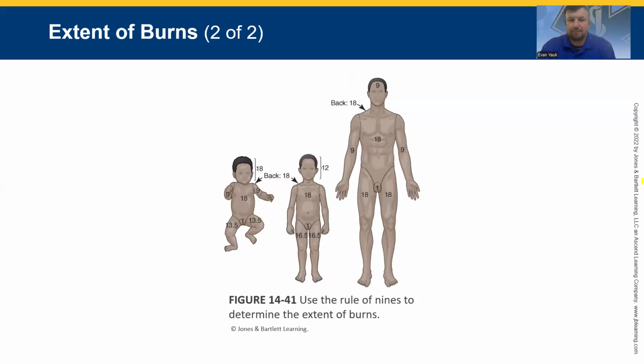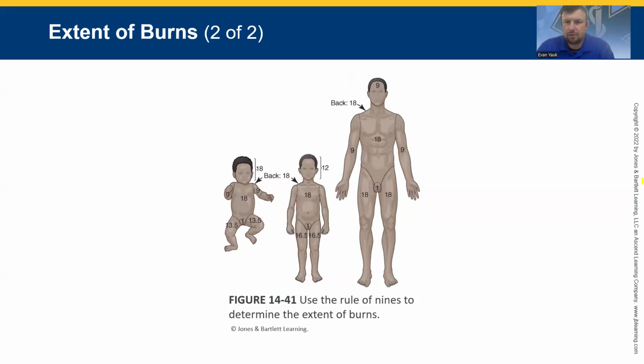Genitalia is 1%. Each leg, 13.5. So we move over to like the toddler or child. The head is 12, torso 18, 18. Legs 16.5, 16.5. Arms are 9 and 9.